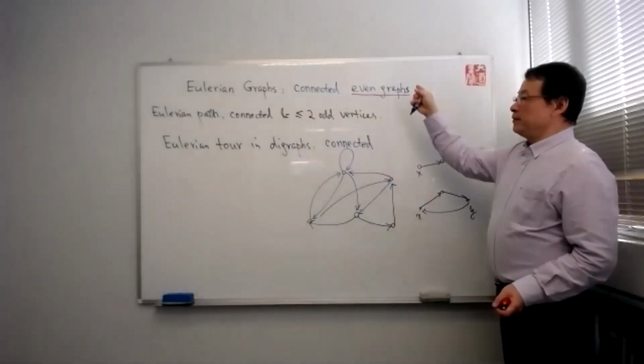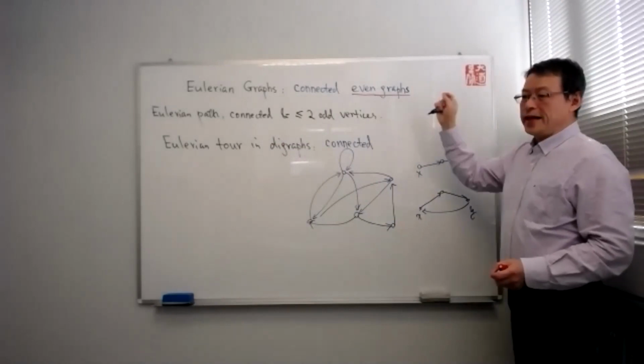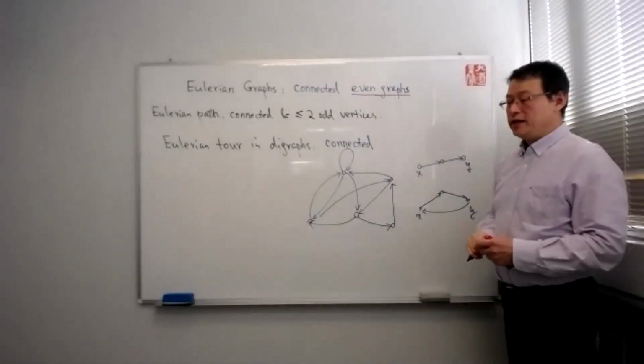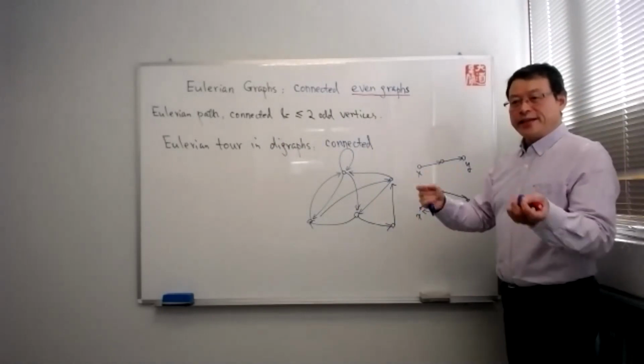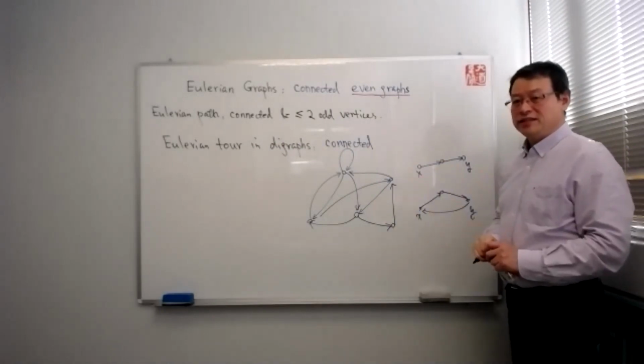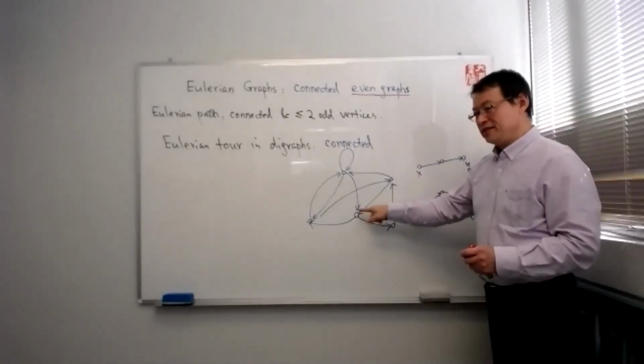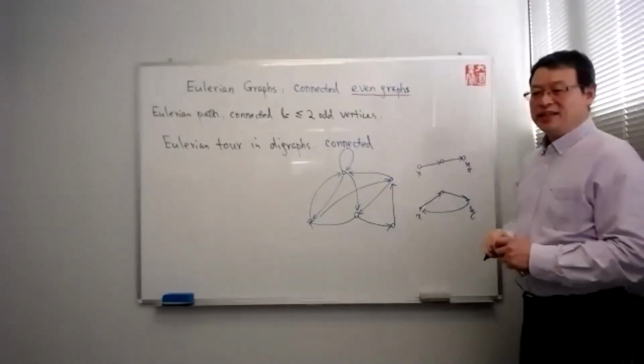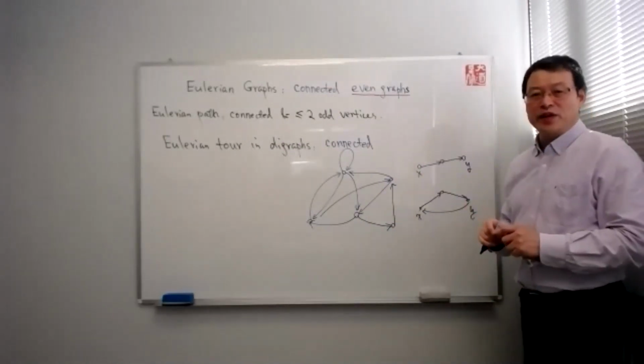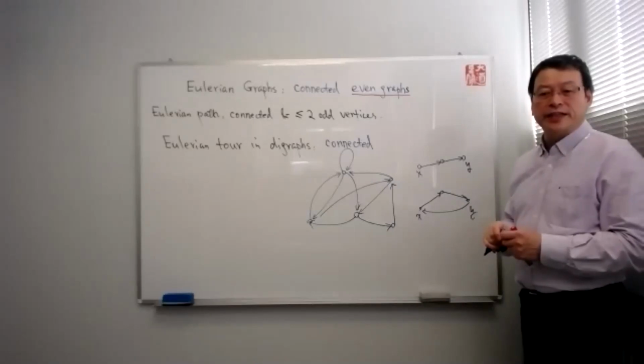Now, the condition for an undirected graph is that every vertex has even degree. So for my digraph, what's the necessary and sufficient condition? Of course, the degree will be even because one comes in, one goes out. One in, one out means the in-degree will be the same as the out-degree for every vertex.